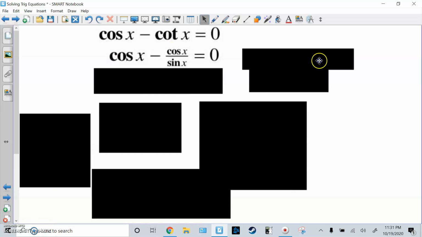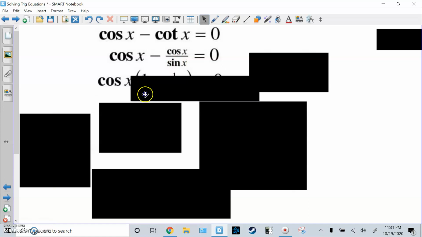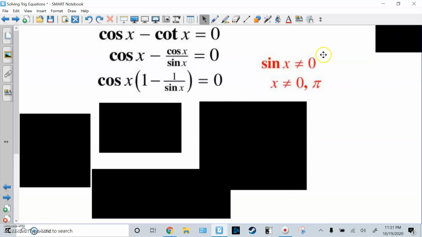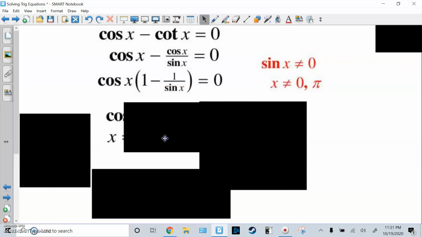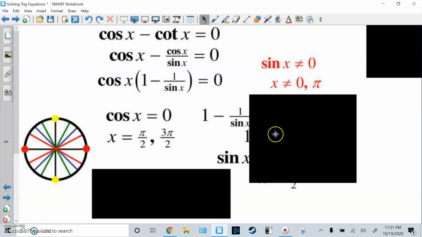Here's another one. Make them, this one cosine over sine. You do common denominator, but they chose to factor out cosine, which is fine. Zero product property. Well, actually, we don't say this. Sine can't be 0, because that's in the bottom of the fraction. So cos of x is 0, that's easy. Pi over 2, 3 pi over 2, if you think about this.